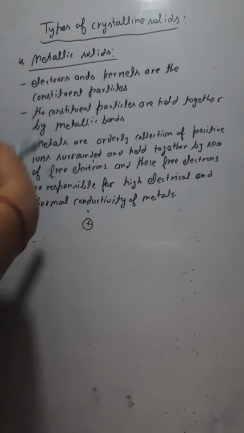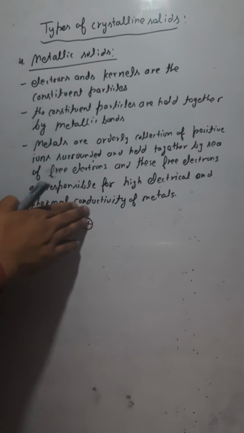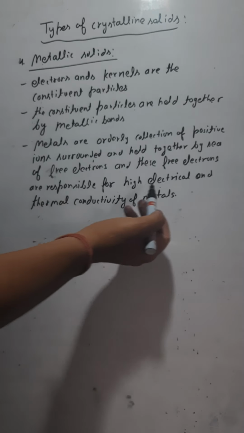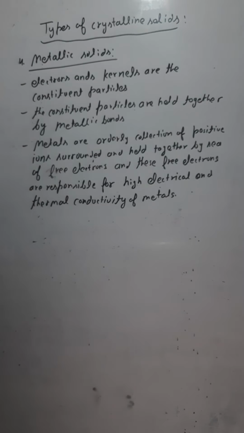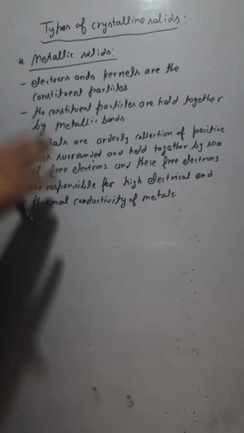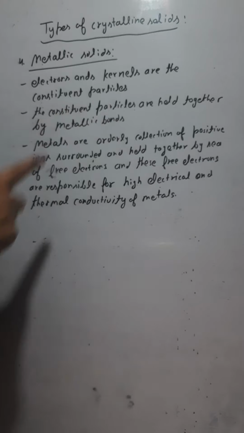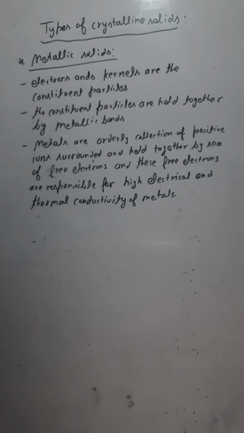Sea of electrons means many electrons are there, and these free electrons surrounding the positive ions are responsible for the high electrical and thermal conductivity of metals. This is the reason that metals are good conductors of heat and electricity.